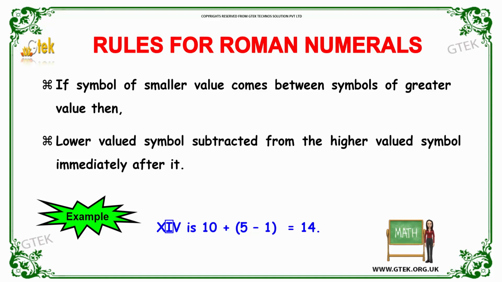So your X is nothing but 10 and your lower valued symbol is 1. It has to be subtracted from the higher valued symbol, which is 5. So 5 minus your lower valued symbol, that is 1, gives you 4. So that is 14, 10 plus 4. So this is how your Roman numerals work out.